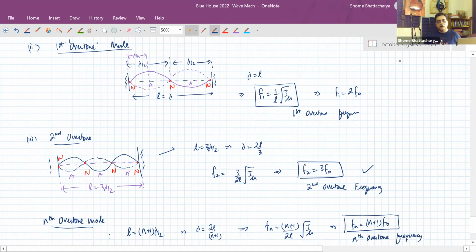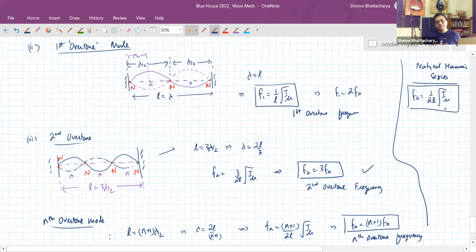So this is what we call the natural harmonic series of frequencies. The fundamental is given by this formula, where it depends on the physical properties, the length, the tension, and the linear mass density. The first overtone is 2 times the fundamental, the second overtone is 3 times the fundamental, and like that the nth overtone is n plus 1 times the fundamental. So these are the natural frequencies at which such a string can vibrate.